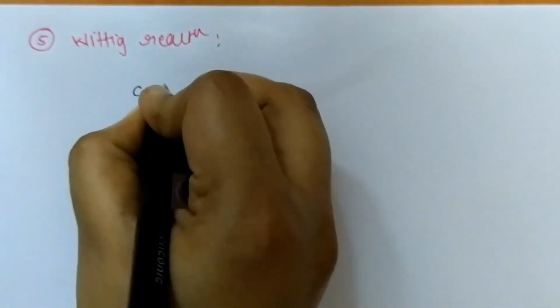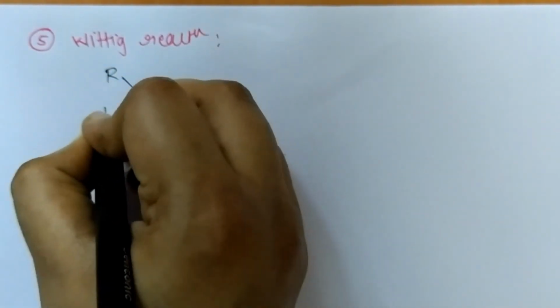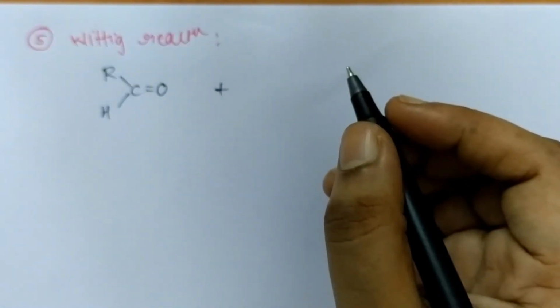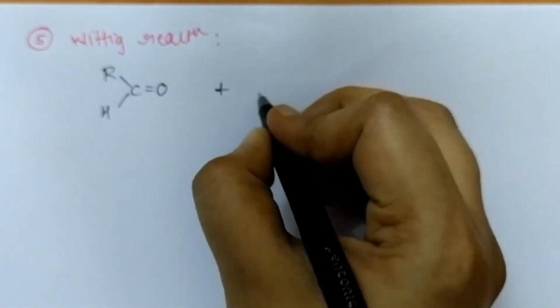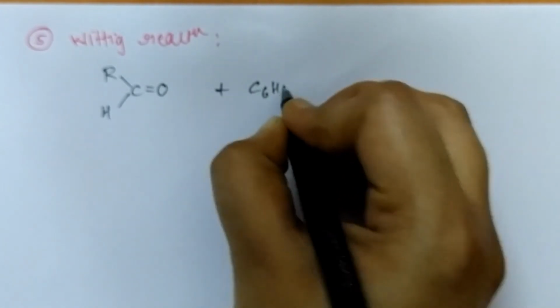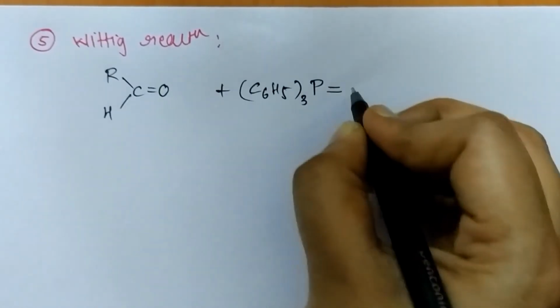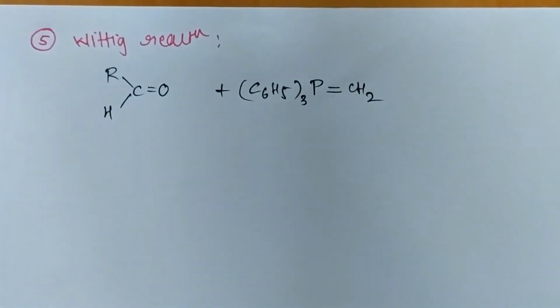Now our next reaction is going to be the Wittig reaction. So let us consider an aldehyde. Now this aldehyde is allowed to react with methylene triphenyl phosphine, so triphenyl, (C6H5)3 phosphine, and the methylene group.